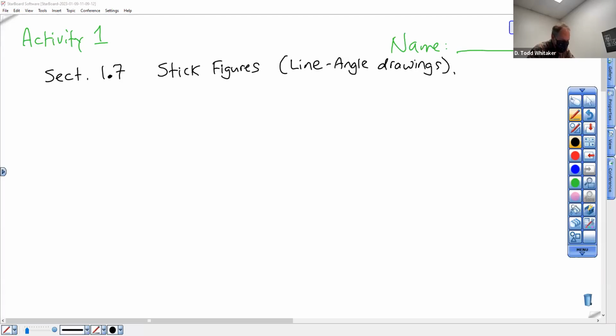All right, ladies and gentlemen, welcome to our first activity for winter 2023. We're going to be looking at stick figures. It's a skill that we need to develop because we use it on every test. They're also known as line angle drawing. And I'll start with an example.